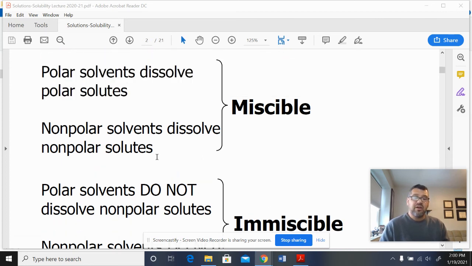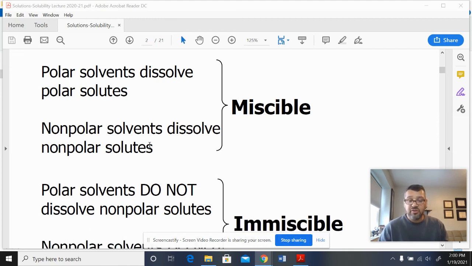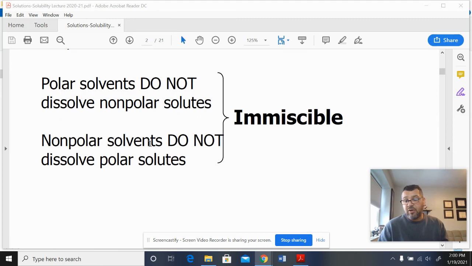So an example of polar and polar, like dissolving like, would be milk and water. They interact with each other. It can water it down and break it apart, or salt and water. They're interacting with each other. Immiscible would be like oil and water. They don't interact with one another at all.